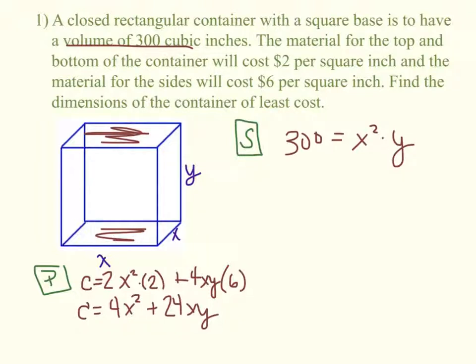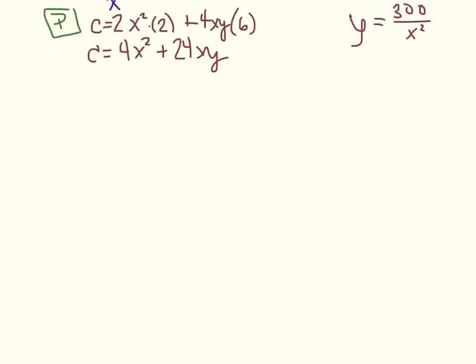All right, so now, of course, we need to take our secondary equation and solve for either x or y. In this case, it's clearly easier to solve for y. So I would just say y is equal to 300 divided by x squared. Now I need to take that and plug it into my primary equation. So I'm going to take my cost equation, and when I get to the y, I'm going to replace it with 300 over x squared. Okay, so I'm going to clean that up.